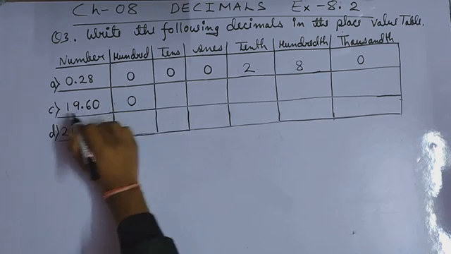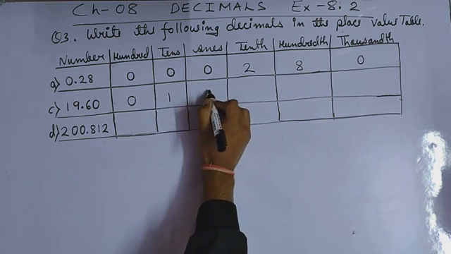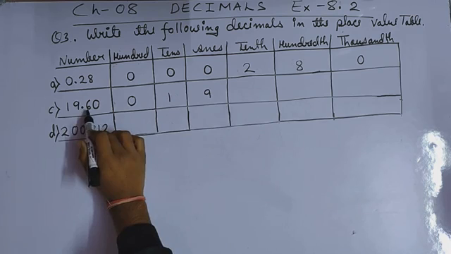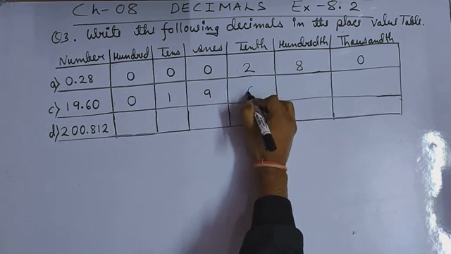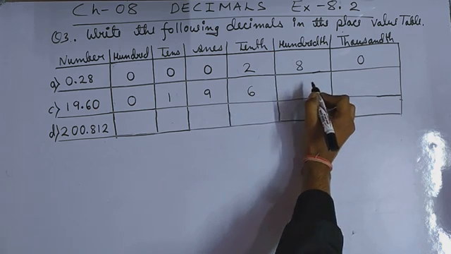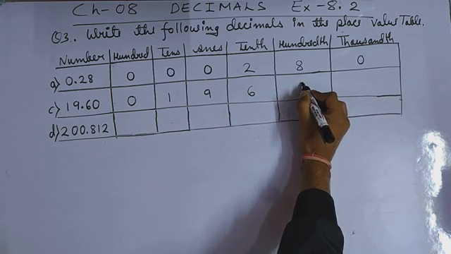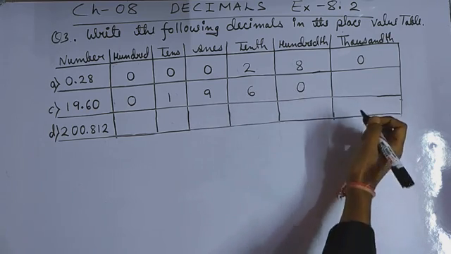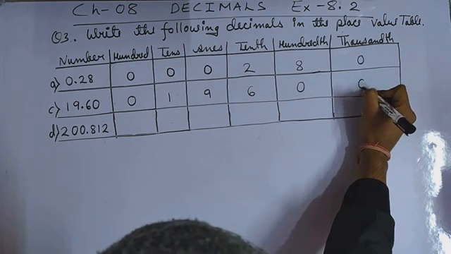And in the tens place there is 1, and in the ones place there is 9. After that the decimal places start. The first place after the decimal is tenths, and in the tenths place there is 6. After the tenths there is the hundredths place. 100th में क्या है? 0, so I'm writing 0. Then in the thousandths place nothing is there, so we write 0 here again.